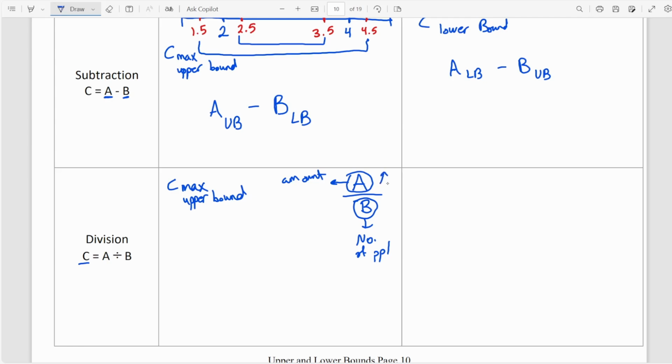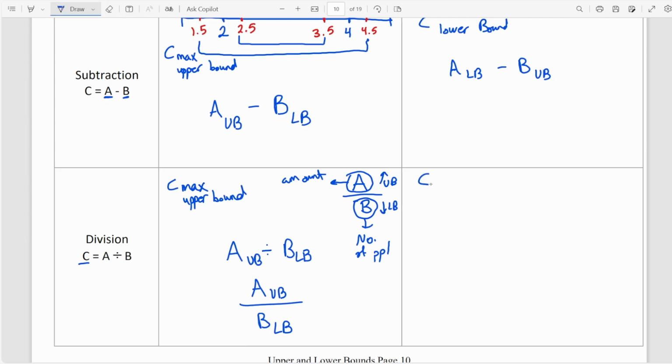Definitely a higher amount. So an upper bound for A, okay? And would you want to have a higher number of people to give it to or a lower number of people? Of course, a lower number of people. A lower number of people means more per person. So the lower bound for B. So if you want to get the upper bound or the maximum of C, you would want the upper bound of A and divide that by the lower bound of B. Okay? And of course, you can rewrite this as a fraction. We would be mostly dealing with it as a fraction anyways. Okay, so this is the upper bound of A, and this is the lower bound of B, okay?